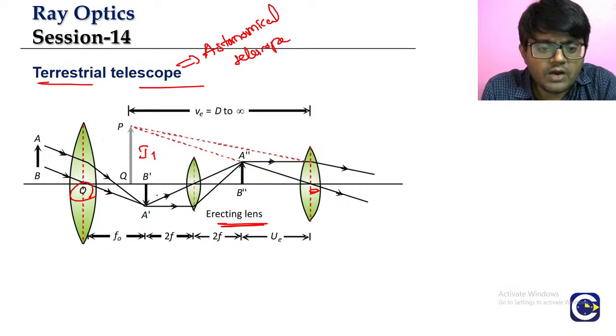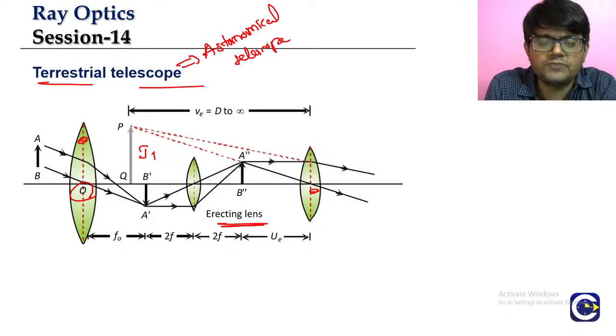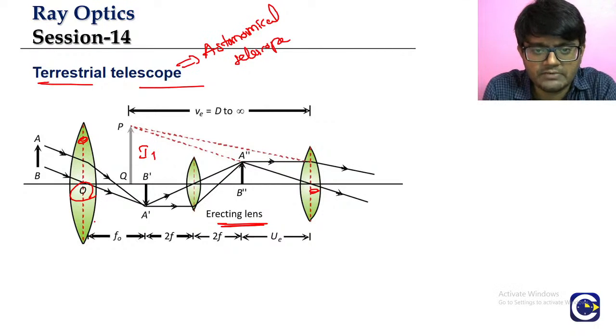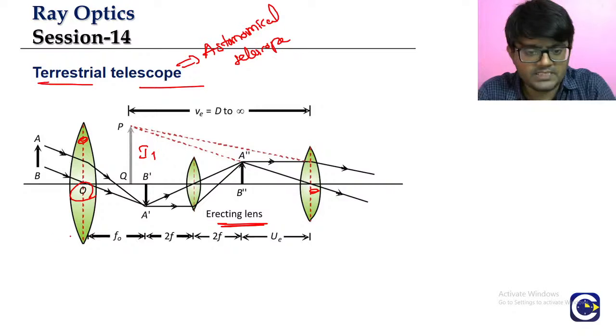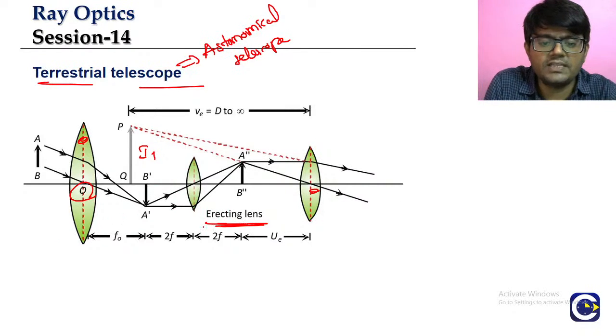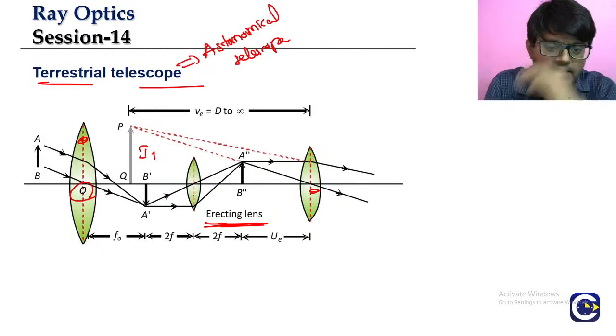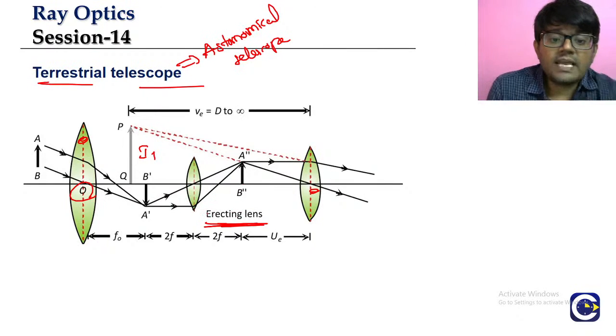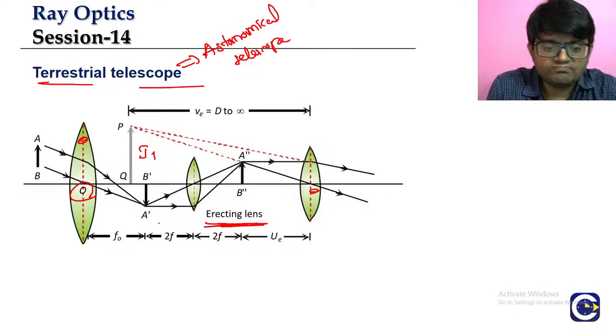This will be now inverted because I1 is inverted, right? I1 is inverted. So when the image formation is happening because of the objective, that is forming an inverted image. This inversion is corrected. That's why we call this middle lens that we are keeping as what? Erecting lens. So erecting lens will be set up like this.